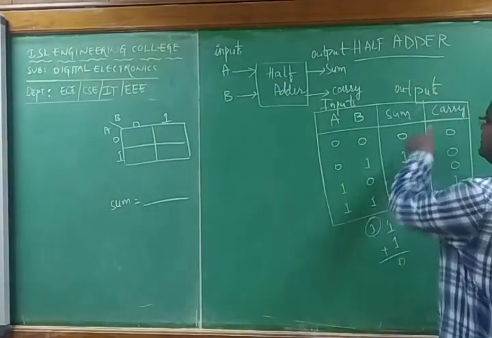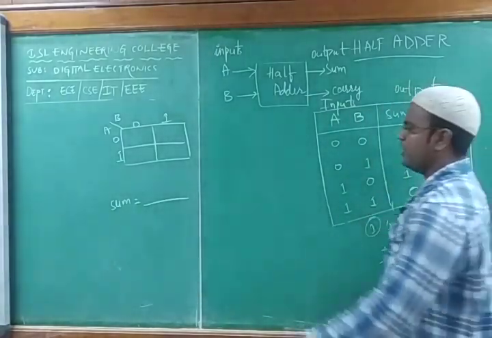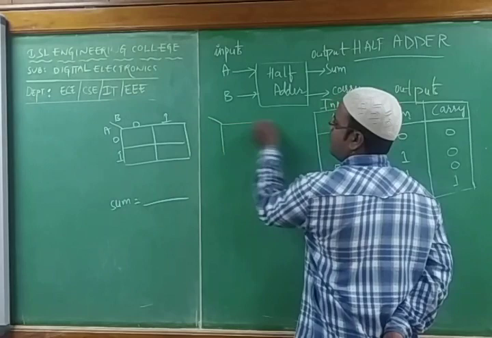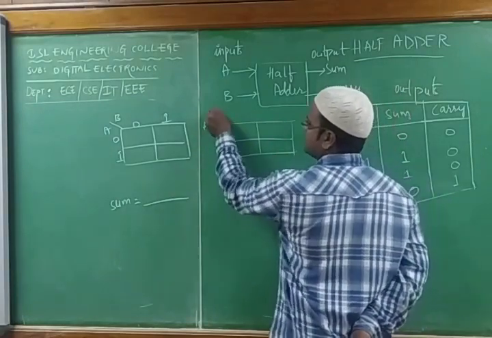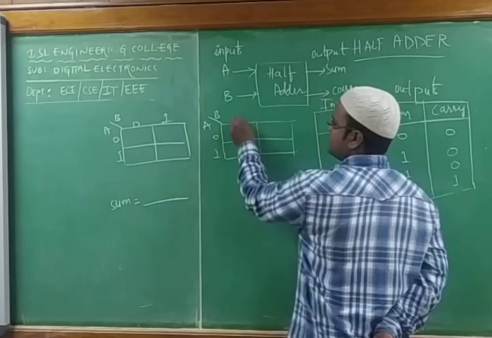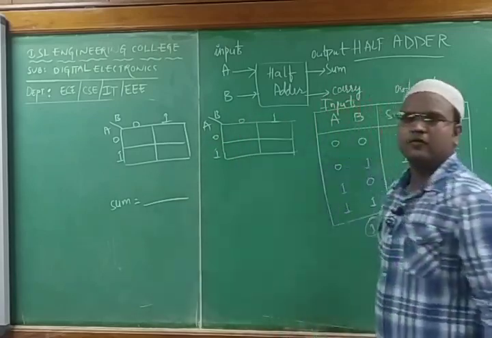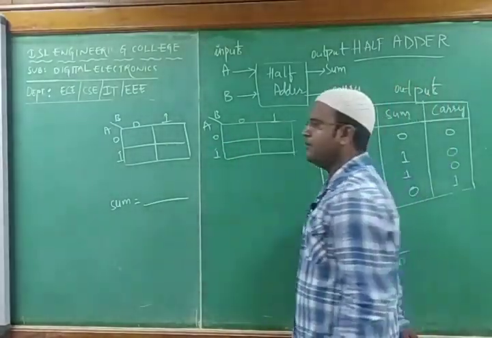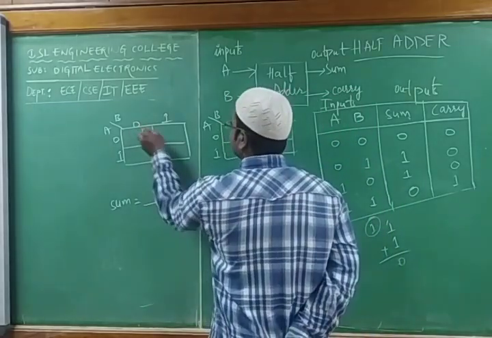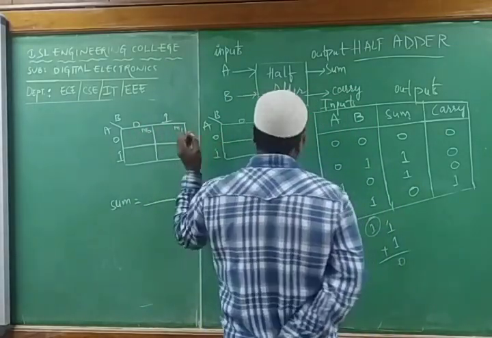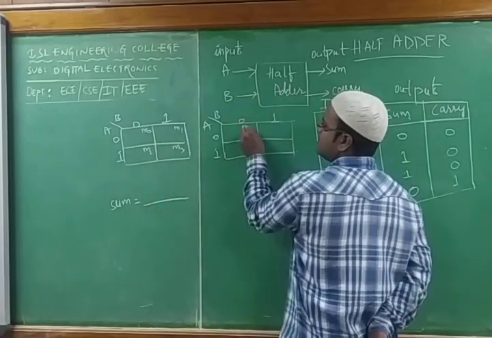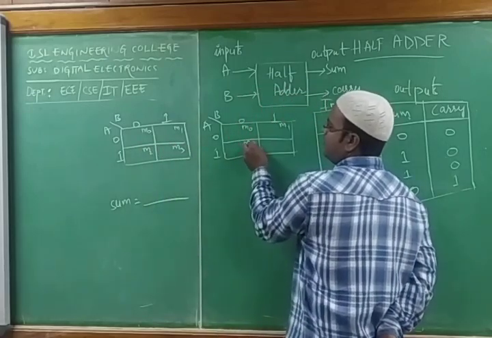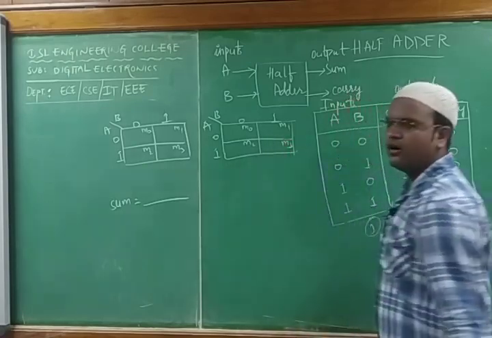Second thing, for the carry, we will again take a 2 variable Kmap. This is your A, this is your B, 0, 1 here, 0, 1. What does the first box represent? It represents minterm M0. Next minterm M1, next M2, next M3. Like M0, M1, M2 and M3. So we got all these numbers.